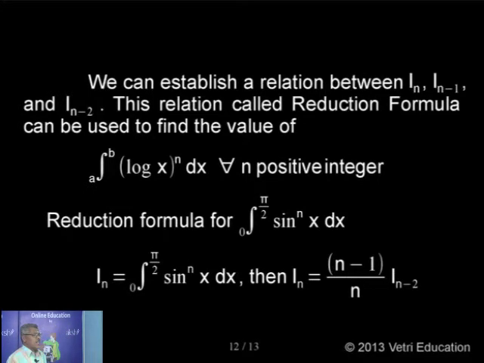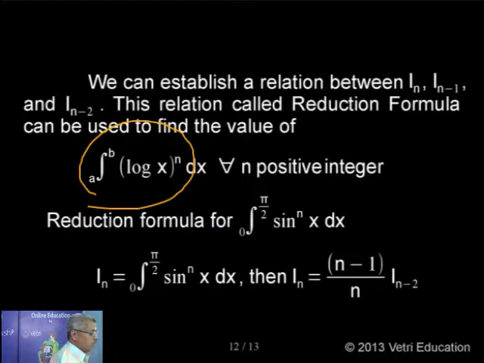Now we are seeing some aspects of the reduction formula. We can establish a relation between In minus 1 and In minus 2. This relation is called a reduction formula, and it can be used to find the value of the definite integral of log x power n for all positive integers. That is very important. We are not using negative integers, rational numbers, or irrational numbers. This reduction formula can be applied only for n being a positive integer.